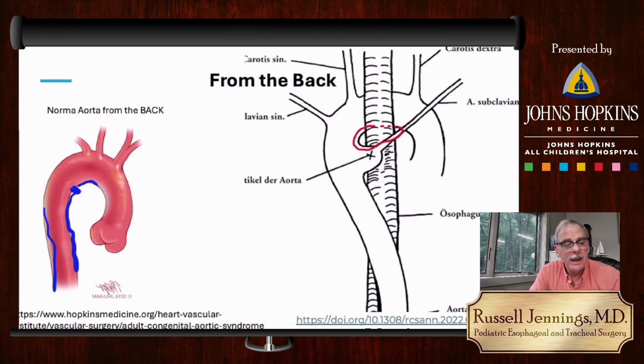In the case of an aberrant subclavian artery, this artery, which is the subclavian artery, doesn't come off at this point. Instead, it comes off down here. And this is a drawing of an aberrant subclavian artery right here. And it joins the aorta right here.